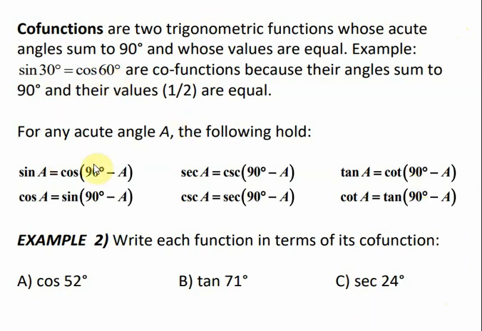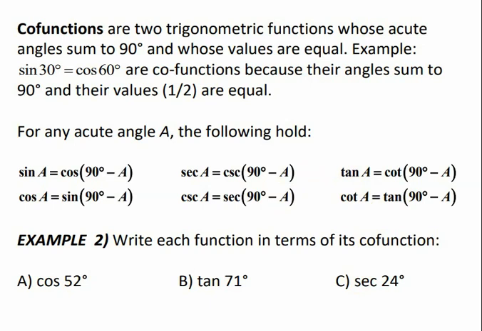So all of these are cofunctions of one another, or how we can find the cofunctions. Sine of A is equal to the cosine of 90 degrees minus A. And then the opposite holds true. Cosine of A is the sine of 90 degrees minus A. Secant and cosecant are cofunctions to one another. So either one, if you take 90 degrees and subtract the angle, it would be the cofunction. And tangent and cotangent are also cofunctions of one another.